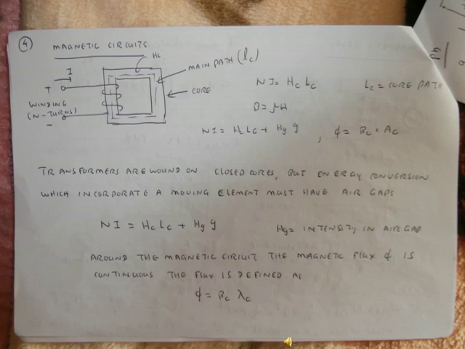Therefore, the general equation to calculate the magnetomotive force, taking account of this air gap, is Ni equal to HC LC plus HG multiplied by G. In this case, N is the number of turns, I is the current, HC is the magnetizing force in the core, LC is the length of the magnetic path, HG is the magnetizing force in the air gap, and G is the length of the air gap. Here HG is the field intensity in the air gap. Around the magnetic circuit, the magnetic flux phi is continuous; the flux is defined as phi equal to BC multiplied by AC, where BC is the magnetic flux density and AC is the area of the core.